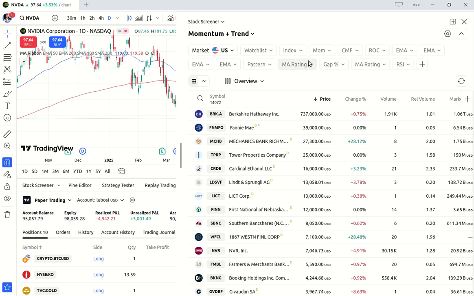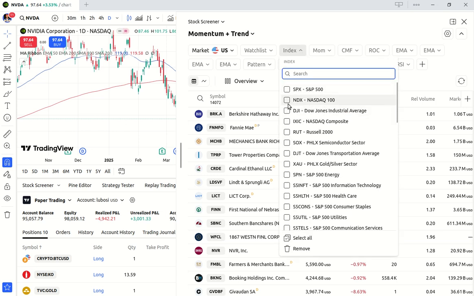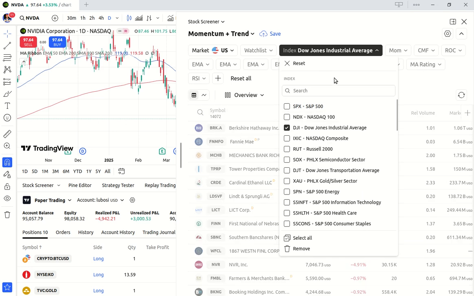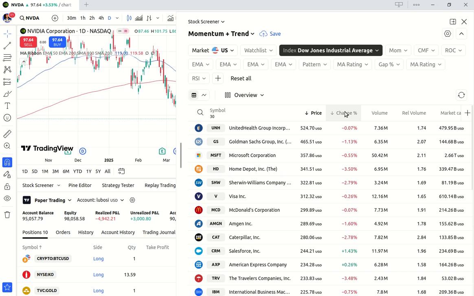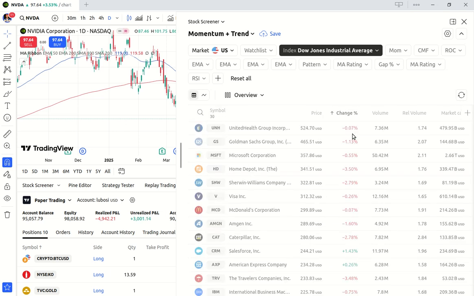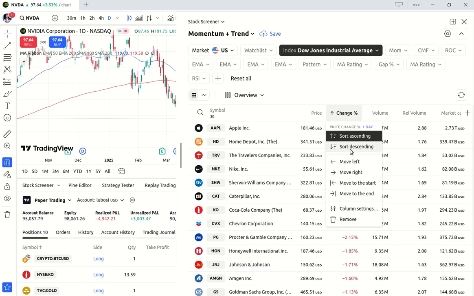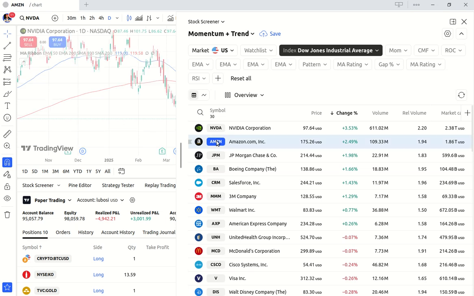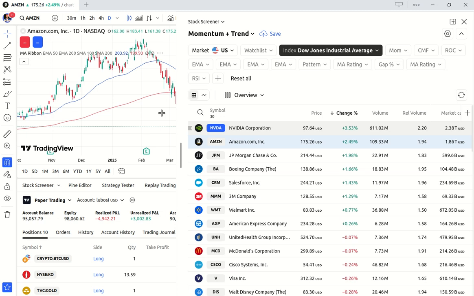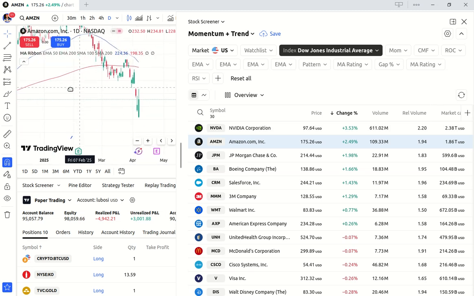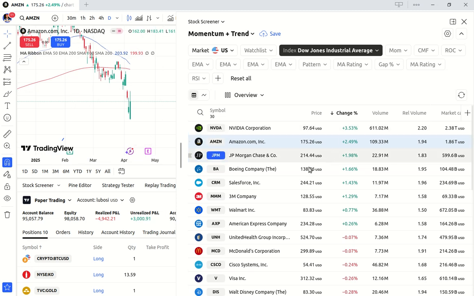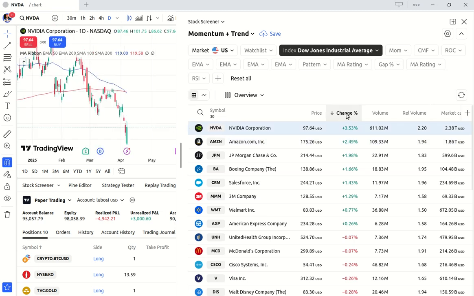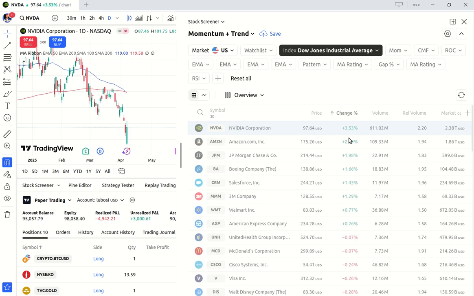So the first thing that we're going to do is select the Dow Jones Industrial. Then we're going to check the average price change. So we're going to look for 3% moves. The only 3% move is Nvidia, followed by Amazon. So we're looking for 3% movers. The highest being Nvidia and the lowest being Apple.